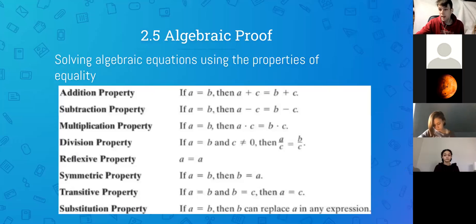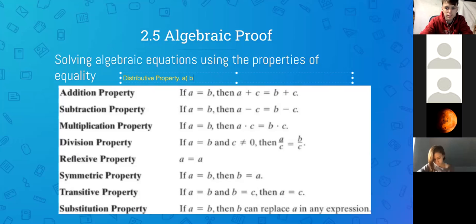Then the next thing we did were algebraic proofs. So we used these properties of equality, plus we also had what's called the distributive property. Distributive property is not technically a property of equality. It's a property of multiplication. So that's when you have something on the outside of parentheses and you distribute it into everything on the inside. So like this. Useful, we use it when we're solving equations a lot.